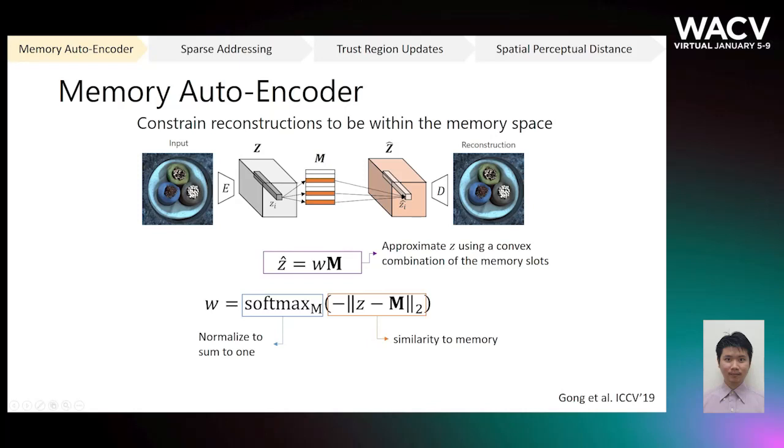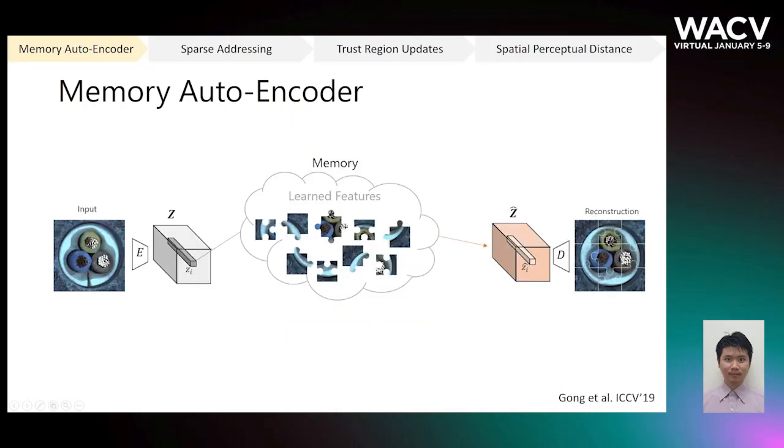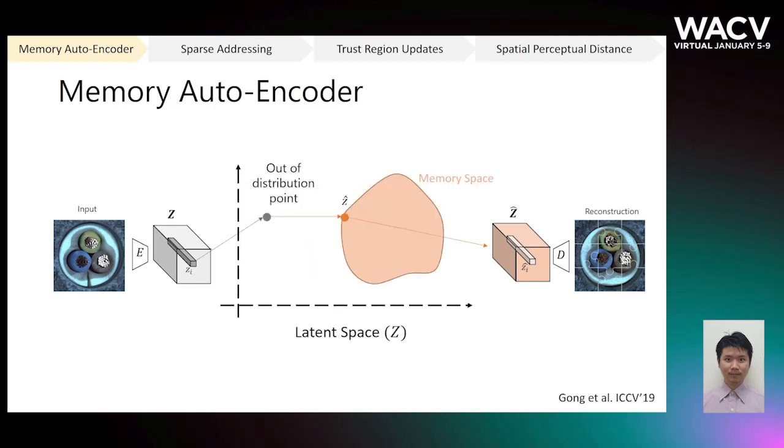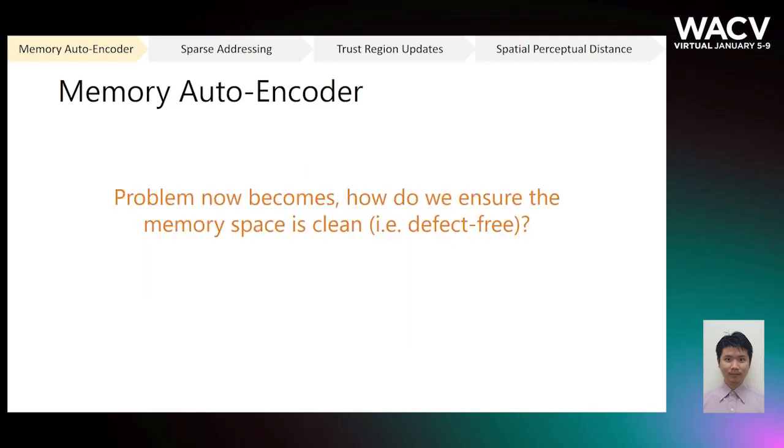It works by approximating the encoded vectors using convex combinations of vectors stored in the memory. We could think of the memory as learning a set of features or puzzle pieces that we could use to reconstruct the input image. An advantage of incorporating memory is that if we could ensure that the memory space is clean, that is defect-free, then we could ensure that it will not reconstruct defects. This is in contrast to standard autoencoders, which can produce unexpected reconstructions for inputs outside the training data distribution. The problem now becomes, how do we ensure that the memory space is clean?